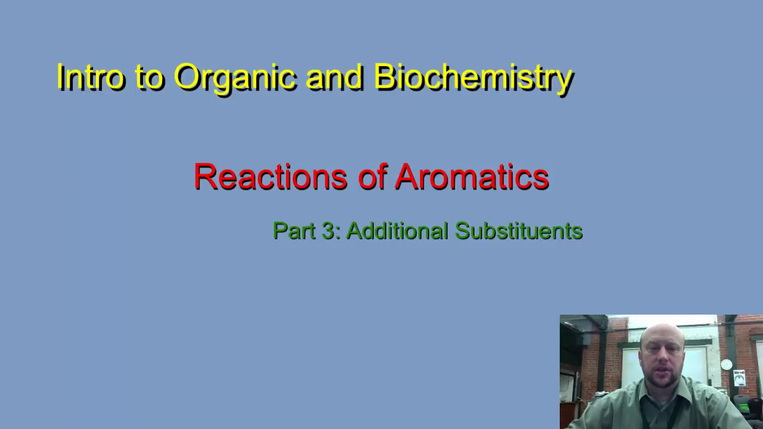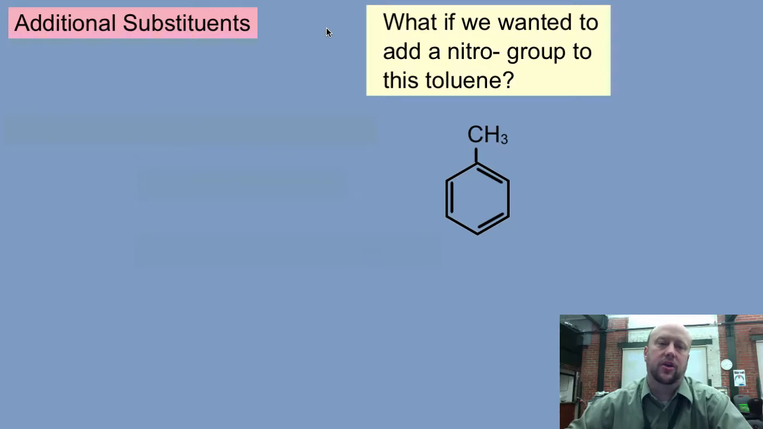All right, kiddos, let's talk a little bit about what happens when we add something else to our aromatic compound. So we talked about electrophilic aromatic substitutions over the past couple of videos. And so what we're going to talk about in this video is what happens if you try to add something and you already have something there. So like, let's say that we've got a toluene molecule and we want to add a nitro to it.